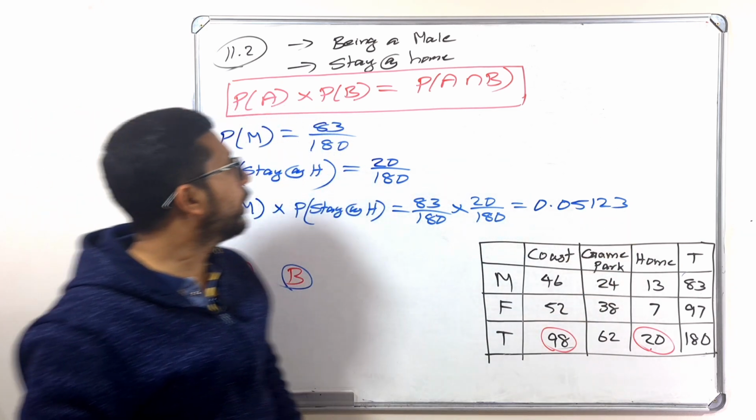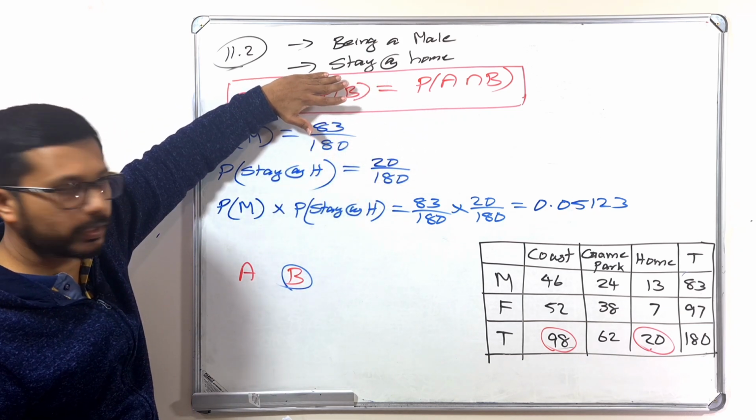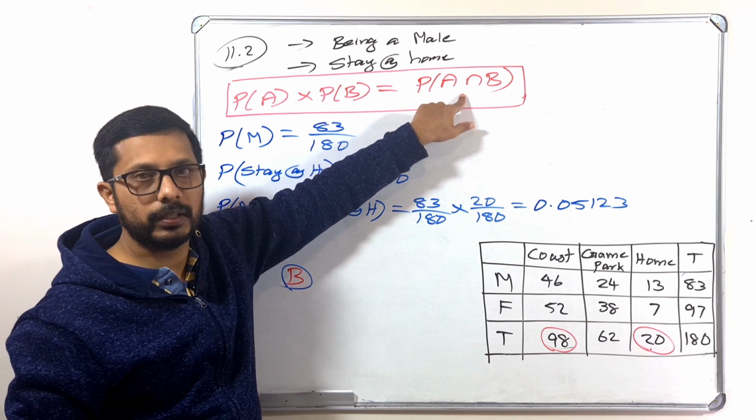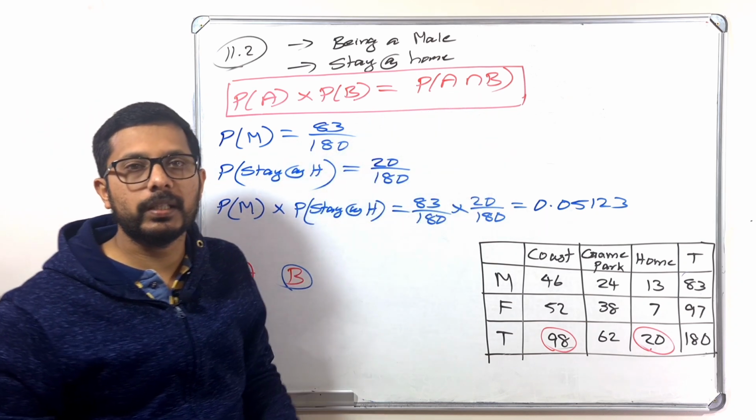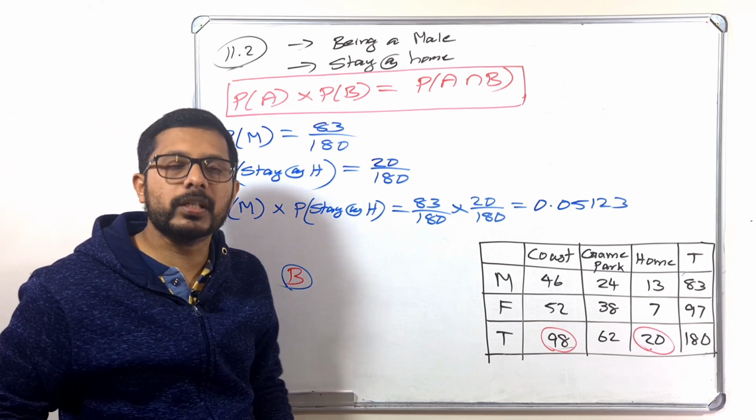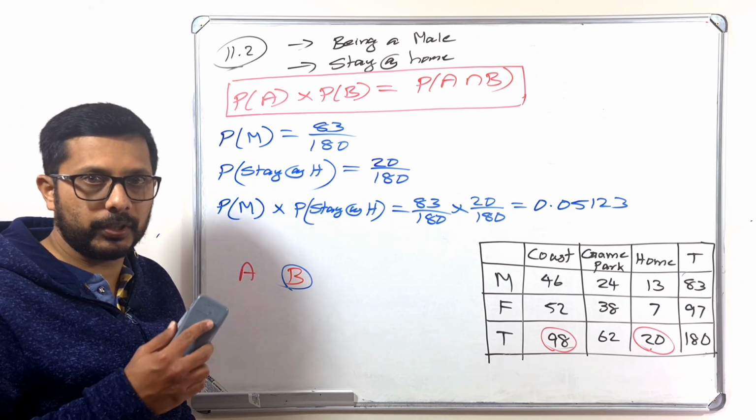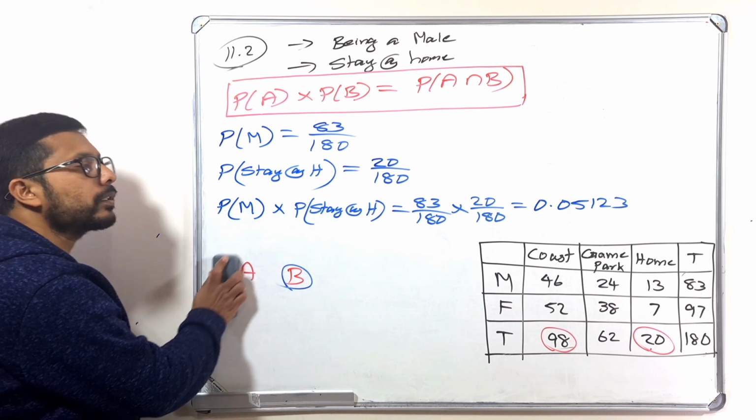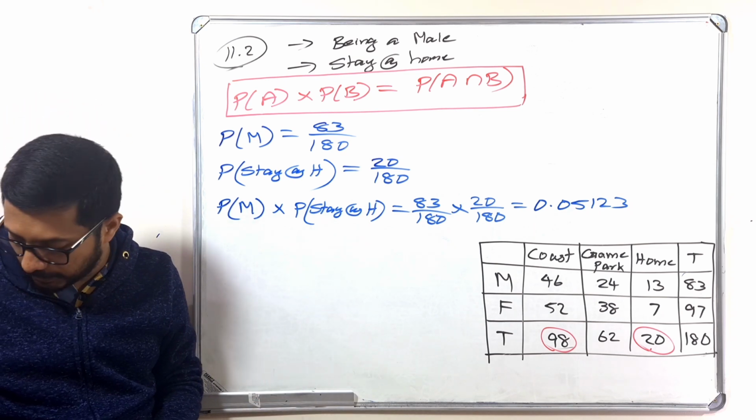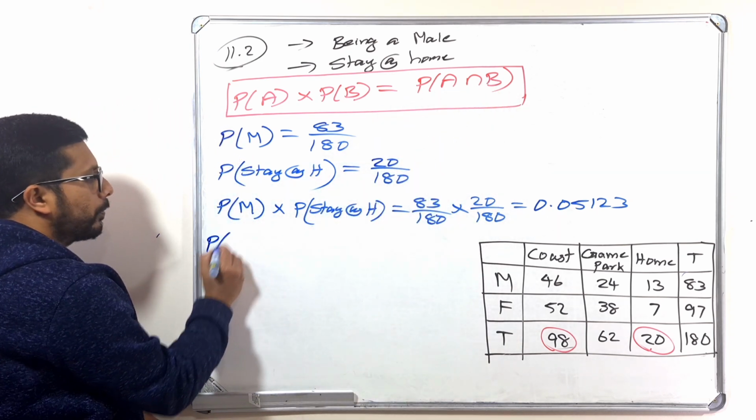0.05123. Okay, now let's check this one. So this part is sorted out, left side is sorted out. Okay, that is this one. Now let's check this one. Intersection, probability of A intersection B. So intersection means what? Intersection means common. Remember that one theory part, first video. Okay, intersection means common.